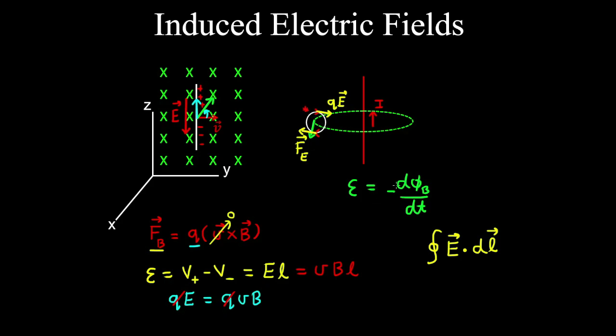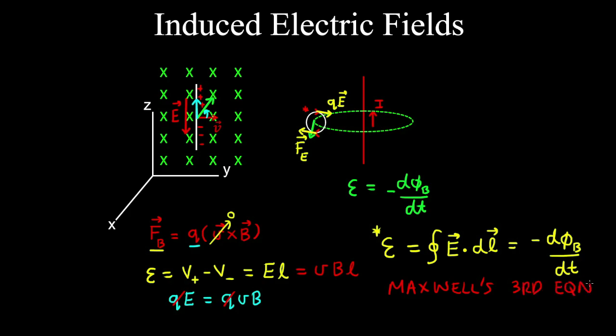So Faraday's law is restated: a changing magnetic flux induces an electric field, and the work done by the electric force per unit charge around a closed loop is equal to the electromotive force, or EMF. So this is Faraday's law of induction, which is Maxwell's third equation, that describes the relationship between a changing magnetic flux and an induced electric field.